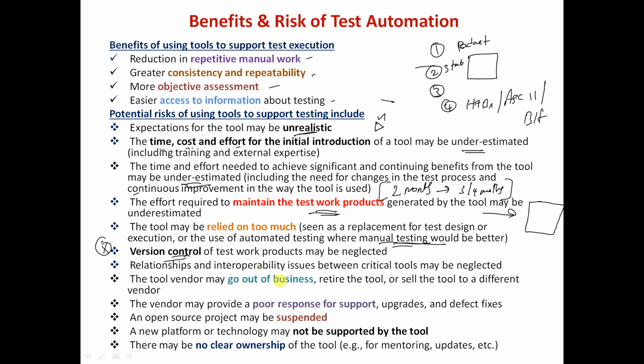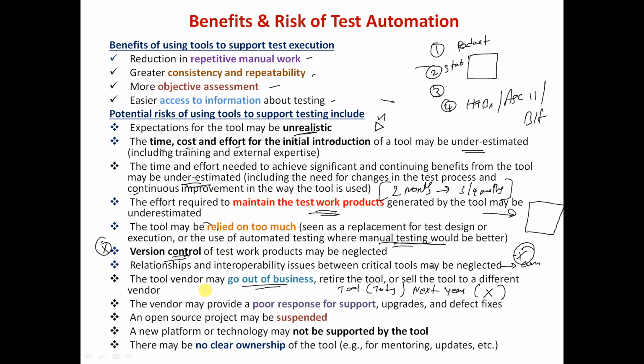Then relationship and interoperability issues between critical tools may be neglected. Again it is a compatibility matter, and if there is any interoperability issue within the system, it will be major and take more time to resolve. The tool vendor may go out of business. Say for example, you purchase a tool today, and next year the vendor goes out of business. Where will you go for support, and how will you get the issue fixed? Those are the potential risks of automation.